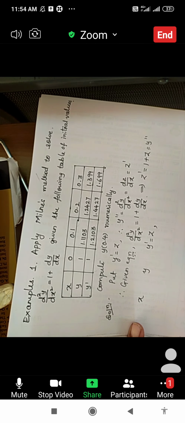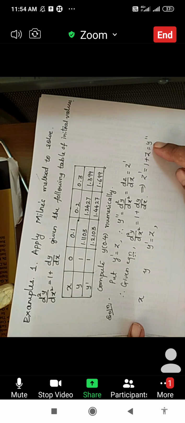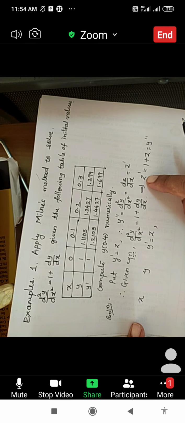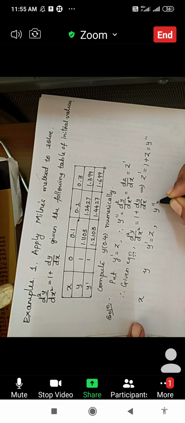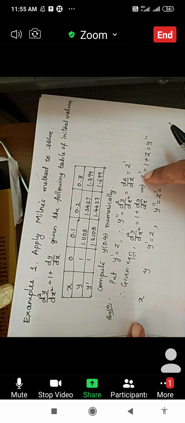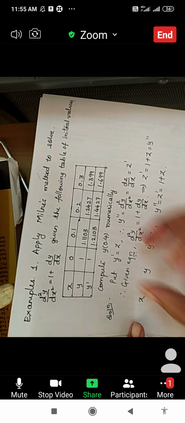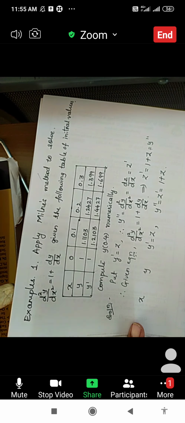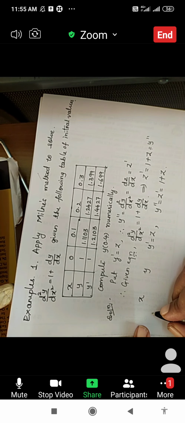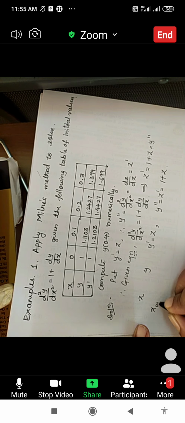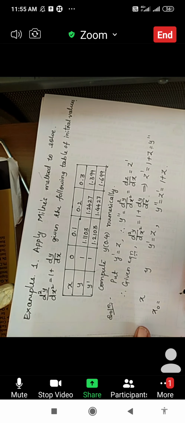What is the last thing we have to take? y double dash or z dash. Correct? So what is y double dash? It is nothing but z dash. How is z dash defined in this question? z dash is defined as 1 plus z. The main thing is this preparation. These all three columns will be given in the example only. Write with the help of notation. First value of x to be denoted as x naught. Correct?